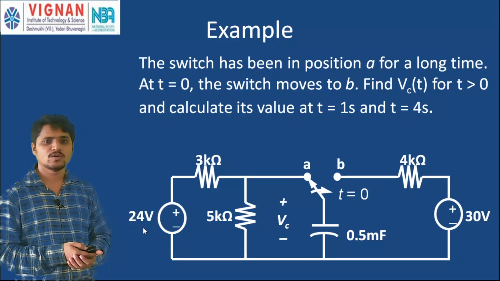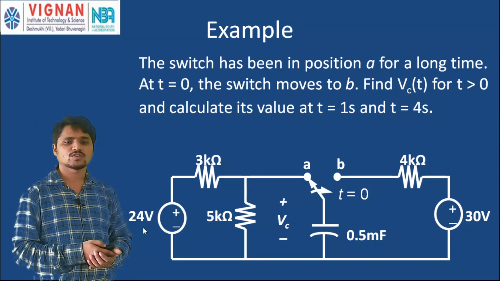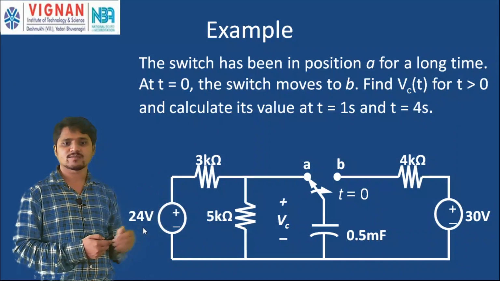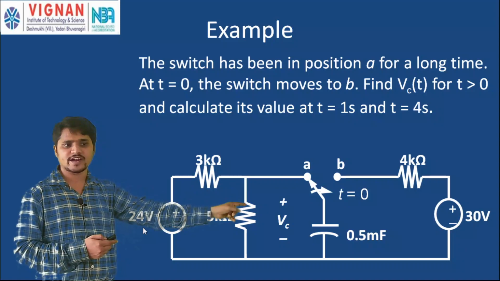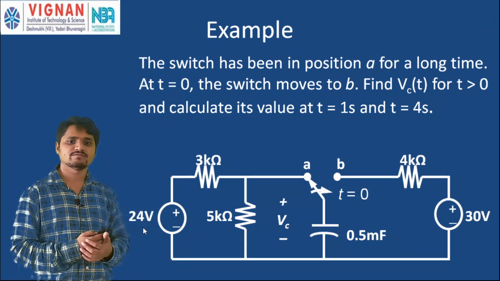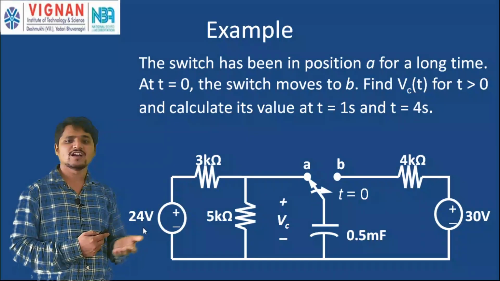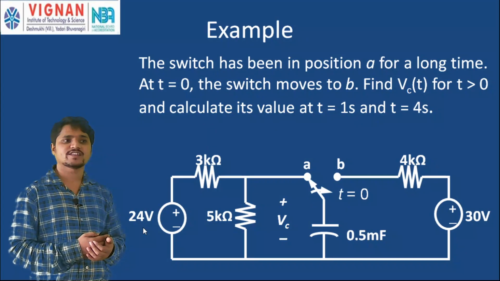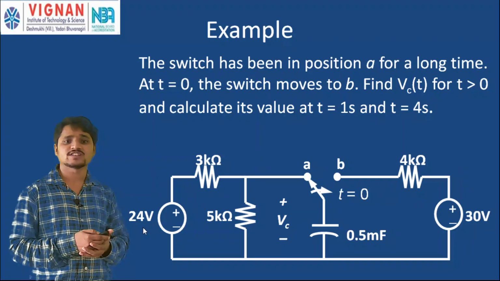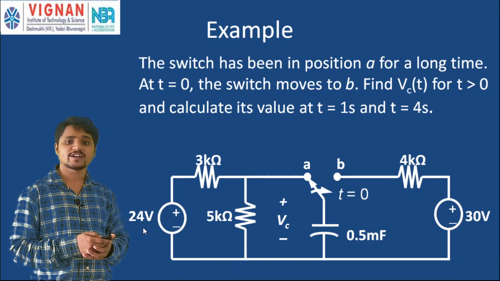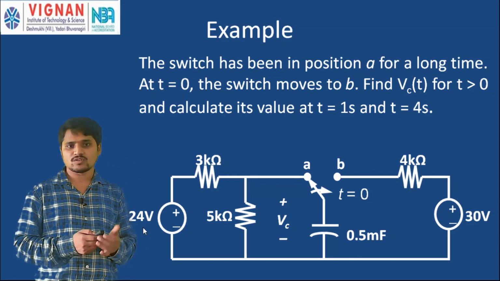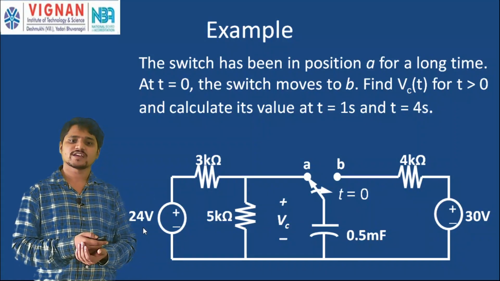Now let us take one example problem to understand this concept. The switch has been in position A for a long time. There are two positions, switch at A and switch at B. For a long time the switch was at A, and at t equal to 0 the switch moves from A to B. What is Vc of t? That means find Vc of t for t greater than 0, the voltage across the capacitor after the switch moves from A to B, and calculate its value at t equal to 1 second and t equal to 4 seconds.